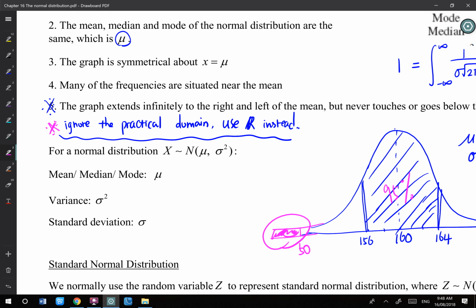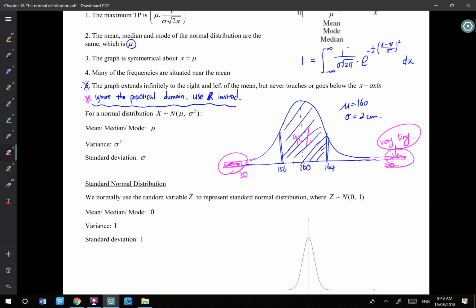If you say the probability x less than 160, it is negative infinity to 160, not 0 to 160. So you don't restrict the most left-hand side and most right-hand side. You always take negative infinity to positive infinity. Okay, that's what I want to say.